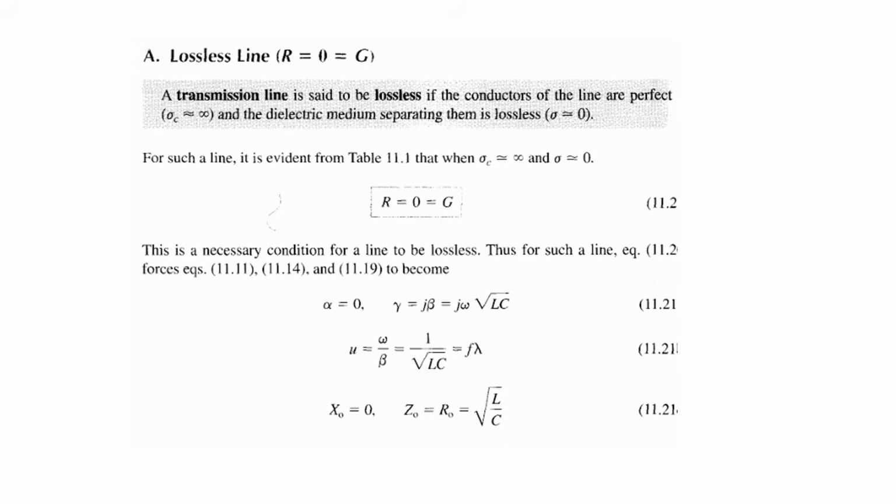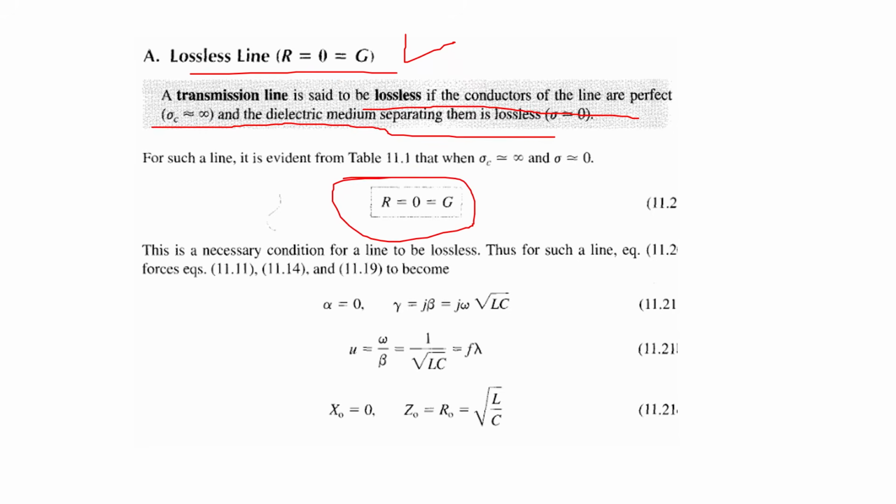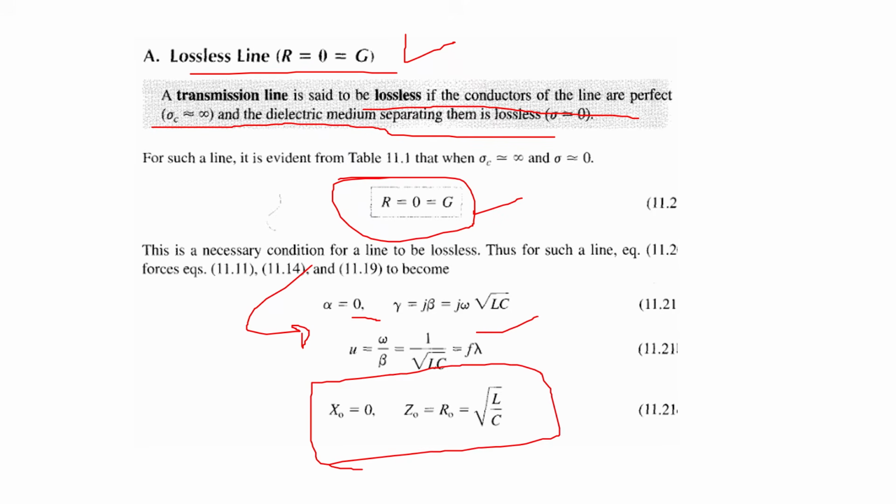Okay, now some special cases are there. For the lossless line, R is equal to 0 and G is equal to 0. That condition is when the transmission line is said to be lossless. If the conductors of a line are perfect, meaning conductivity is very high, resistance will be almost 0. So if you put all these conditions, then you will get the values of alpha and beta. So remember the value of gamma, the previous one, right? If you remember the alpha, beta and gamma, it will be very easy. So put those values in that equation, R equal to 0 and G equal to 0, and you will get alpha and beta and Z also. So these values you can get.